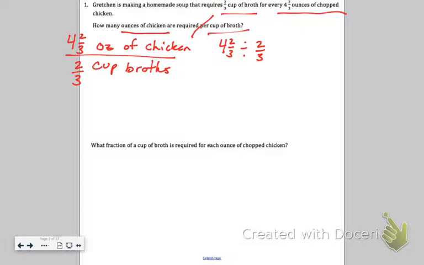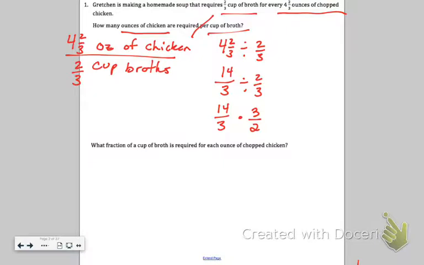I want to look at that first number as an improper fraction. So I'm going to convert that 4 2/3 into an improper fraction. So I'm going to look at 14/3 instead of 4 2/3 divided by 2/3. And remember, we can multiply by the reciprocal instead of dividing. So I'm going to change this to 14/3 times 3/2. One thing you could do here is multiply straight across and then scale down at the end. I prefer to do a little bit of simplifying in the beginning.